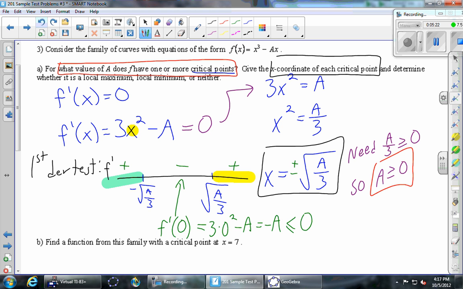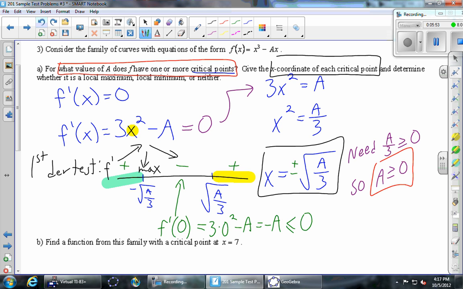Okay, so the first derivative test tells me that f prime is positive, and then negative, and then positive. I think that's enough for us to determine whether these critical points are maxes or mins. If we go positive to negative, that means the function f goes from increasing to decreasing. So what can we say about that negative square root of a over 3? Is it a max or is it a min? Well, it must be a max.